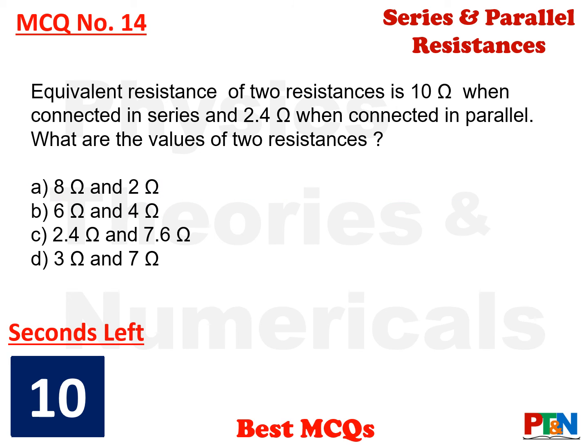Next MCQ. Two resistances when connected in series, equivalent resistance is 10 ohm, and when connected in parallel, it is 2.4 ohm. What are the values of these two resistances? Connected in series 10 ohm, connected in parallel 2.4 ohm. So what are the resistances? 10 seconds time for you. Easy one. Your time starts now.